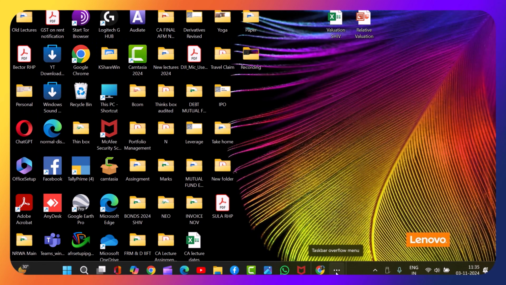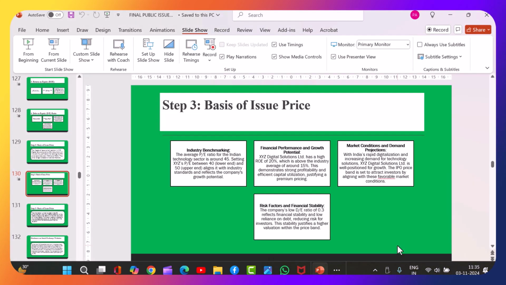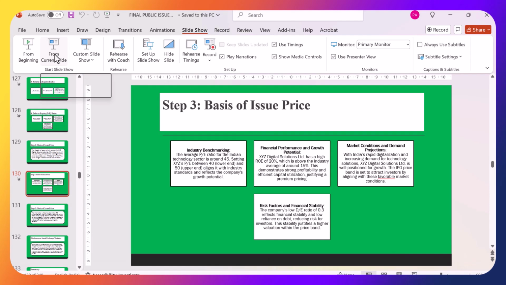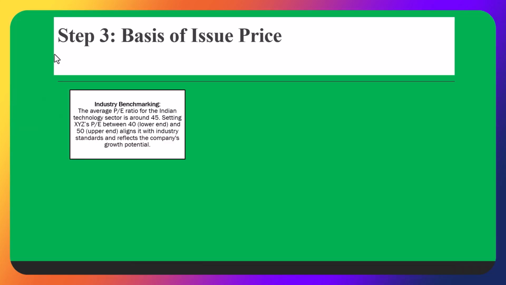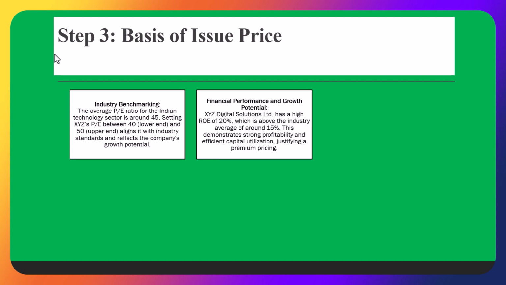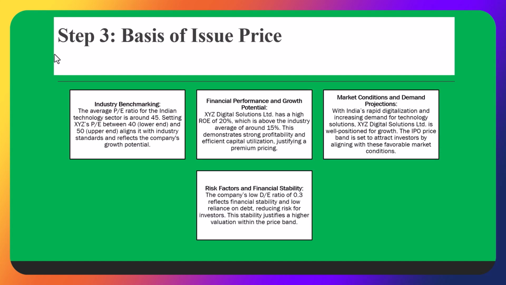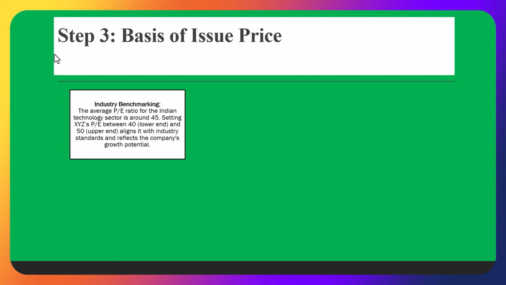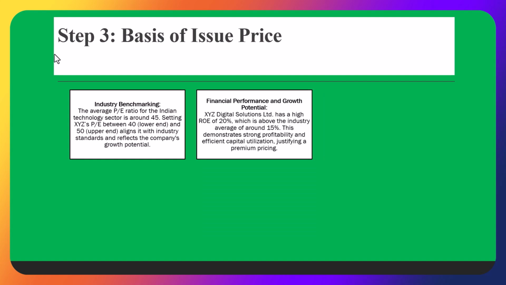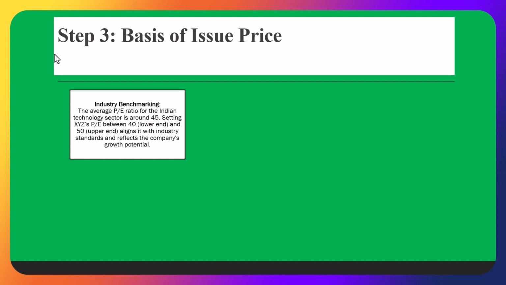Of course, we have to go through so many things. It's not very simple. But I just explained to you that luckily the company's EPS has grown because of the exceptional income. Otherwise you have to drill down a lot to really understand. So just read this narrative. Industry benchmarking: the average PE ratio for the Indian technology sector is around 45. Setting XYZ's PE between 40 and 50 aligns it with industry standards and reflects the company's growth potential.